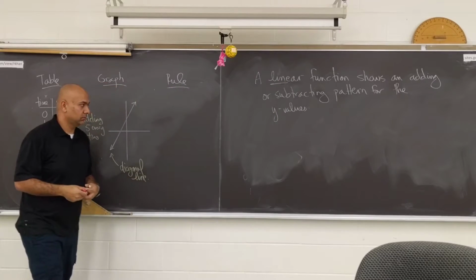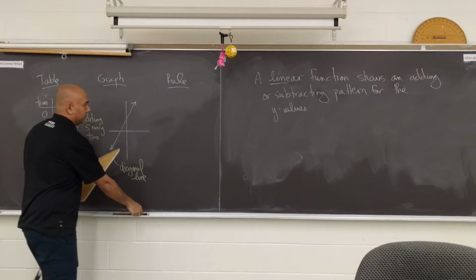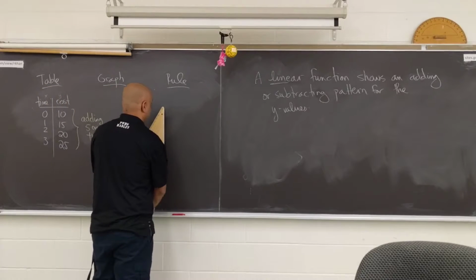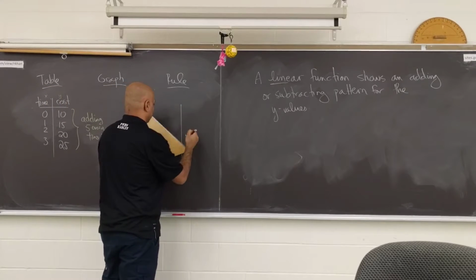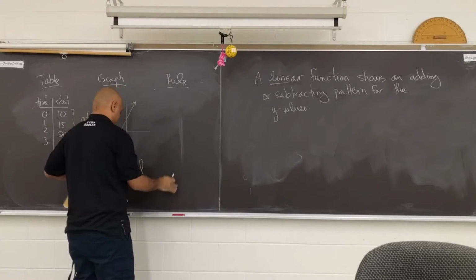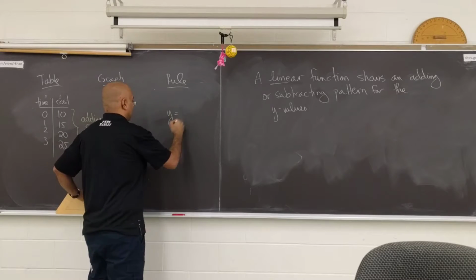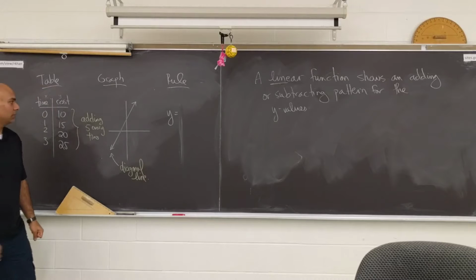A rule. This is also pretty straightforward, because we've talked about this already. The rule for a linear function, if I give you an example of this one, would be y is equal to 5x plus 10.